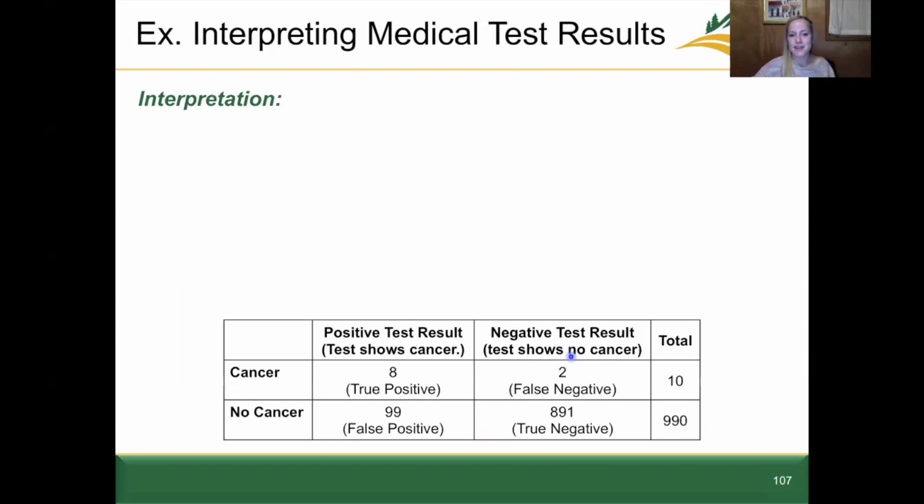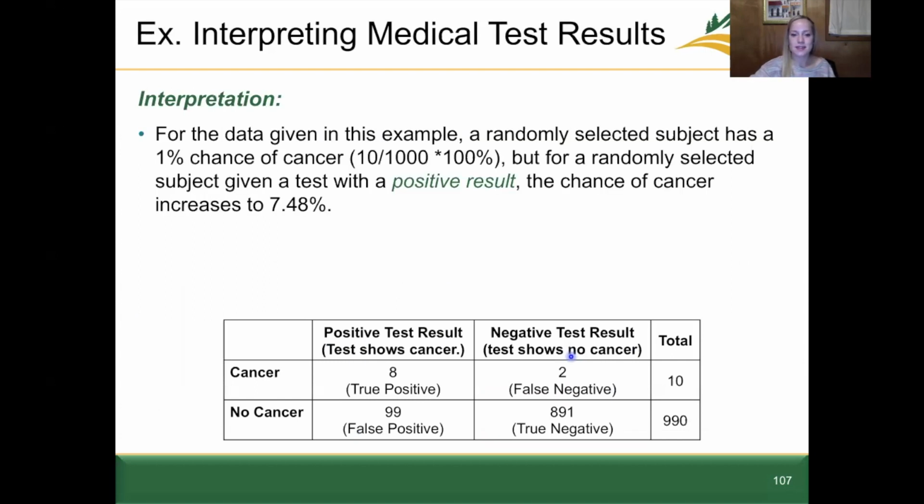So now for the data interpretation. For this data given that we just figured out, a randomly selected subject has a 1% chance of having cancer. How do we figure that out? Well, we have 10 people here that do have cancer. We assumed a total of 1,000 people total. So 10 divided by 1,000, multiply this to get into a percentage, gives us a 1% chance of that subject having cancer.